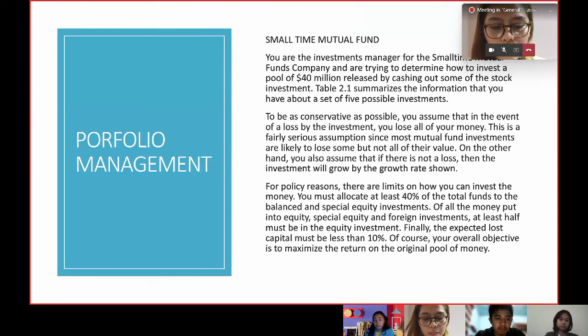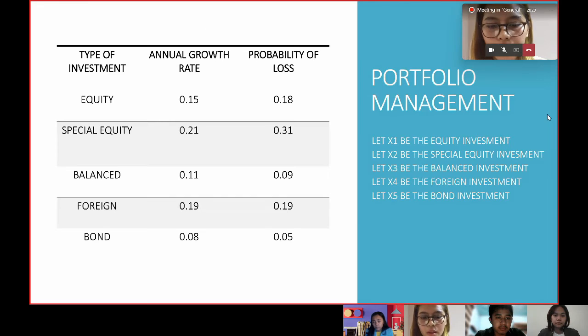For portfolio management, the problem asks us to determine the best allocation of the available capital of $40 million, which will give the highest possible investment gain. Next slide, please. So we have here the table that shows the 5 types of investments to which we can allocate the capital of $40 million. The types of investment will serve as our decision variables, labeling them as X1, X2, X3, X4, and X5 respectively. Along with this is the data about the annual growth rate and probability of losses. Next slide, please.